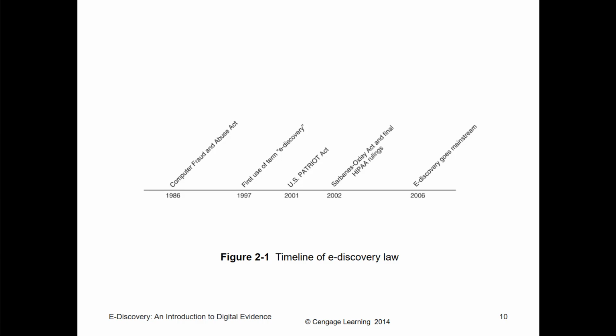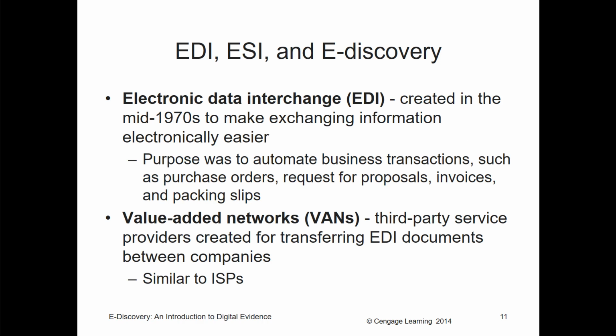Here we have a short timeline. At CFAA 97, we use the term e-discovery, then the Patriot Act, things like SOX and HIPAA, and in 2006, e-discovery goes more mainstream. We have electronic data interchange, or EDI, which was created in the 70s to exchange information electronically more easily. We have what's called a value-added network, or a VAN, which is a third-party service provider for transferring EDI documents between companies, similar to ISPs. The purpose here was to automate business transactions, such as purchase orders, requests for proposal, invoices, and packing slips. In modern-day e-commerce, that's why we have EDI, so that we can more seamlessly transfer information, payments, purchasing, and invoices.